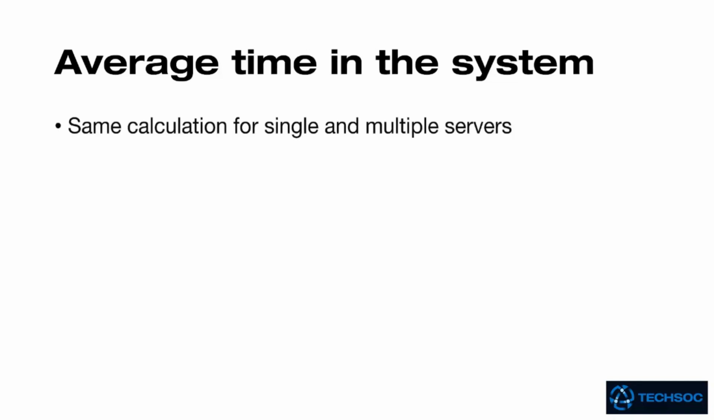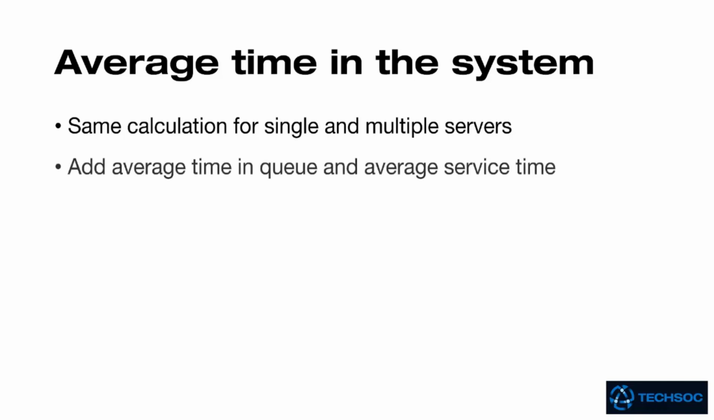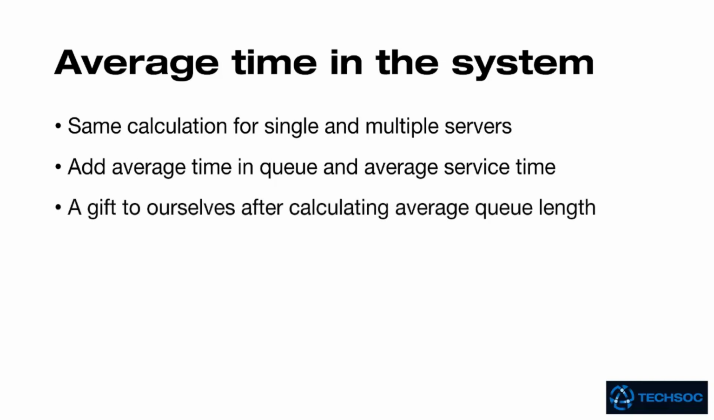The average time in the system will again be the same for single and multiple servers, and all we'll do is add the average time in the queue and the average service time. There are more complicated ways to do it, but because we have performed all the other intermediate calculations, we don't need to worry about them. We can just add those 2 times. This is a gift to ourselves after calculating the average queue length. That wasn't too bad for a single server, but for multiple servers, it did require some work. With all that in mind, let's switch over to Excel and implement these formulas.